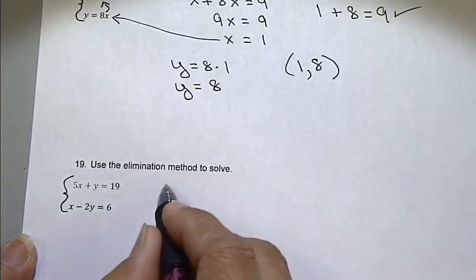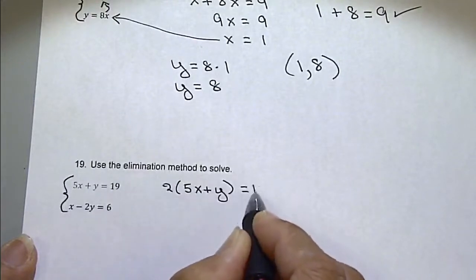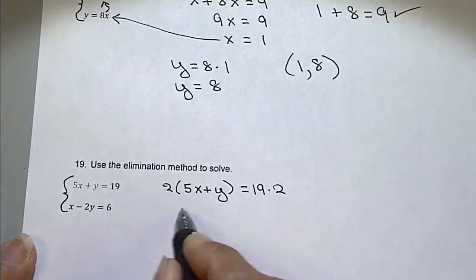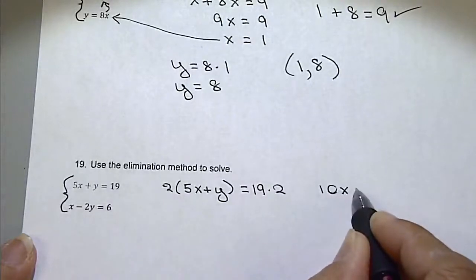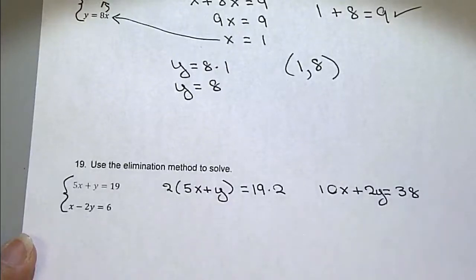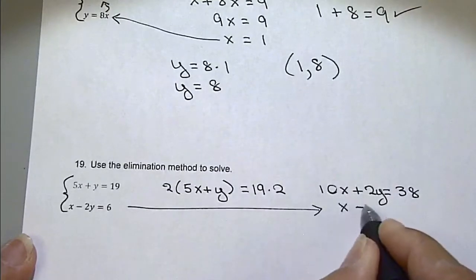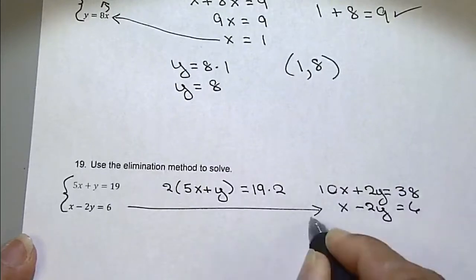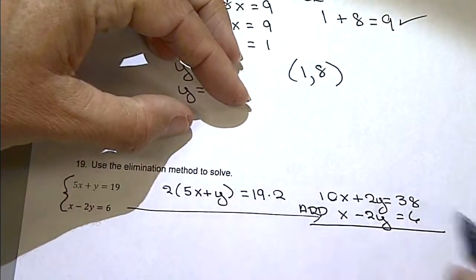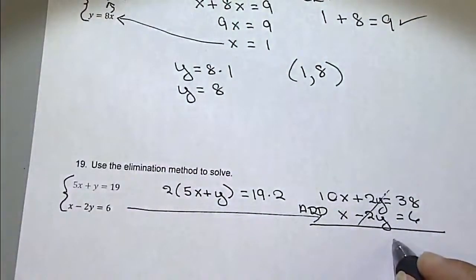So I'm going to come up here and say 2 times 5x plus y is equal to 19 times 2, right? I'm going to multiply this one times 2. Well, I end up with 10x plus 2y is equal to 38. Okay, 2y, sorry. Okay, now this equation right here will now go underneath. It's really x minus 2y equals 6. And I add them. I'm adding. And what happens when I add? Well, the y's cancel. I have 38 plus 6. What's going to give me a 44, right?